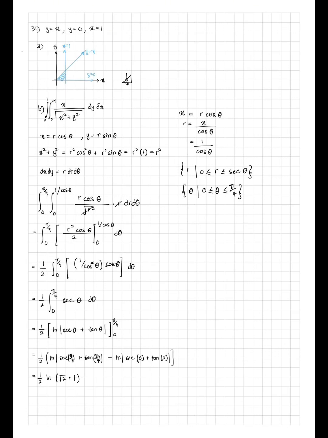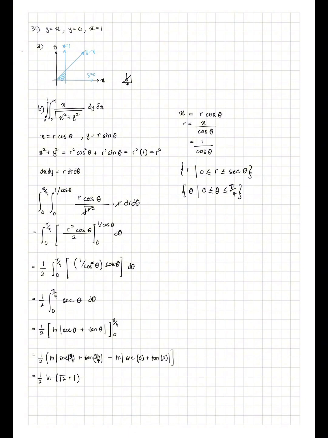For question A, the lines given are y equal to x, y equal to 0 and x equal to 1. We sketch the region by using all the lines as shown. For question B, we need to use the polar coordinates to evaluate the integral. From the previous, we know x equal to r cos theta and y equal to r sin theta. For x squared plus y squared, we have r squared and dx dy is equal to r dr d theta. So we find the limit for r and we get 0 until 1 over cos theta, and for theta we have 0 until pi over 4.